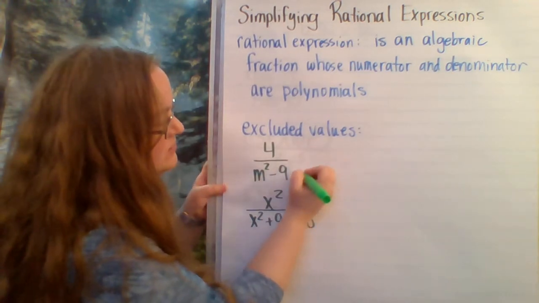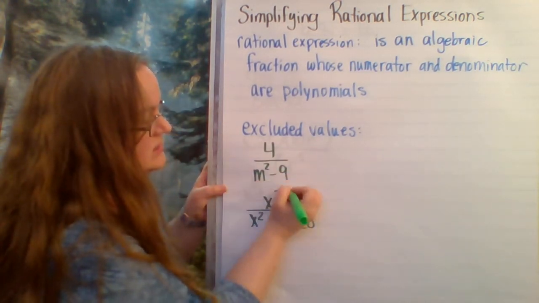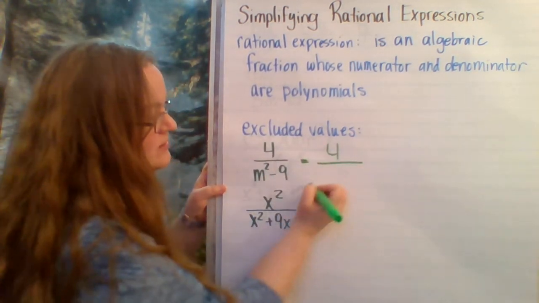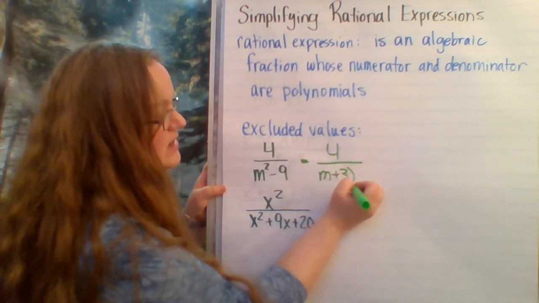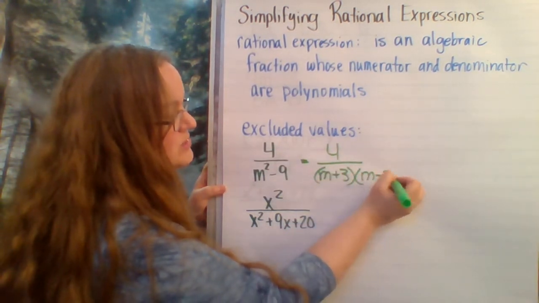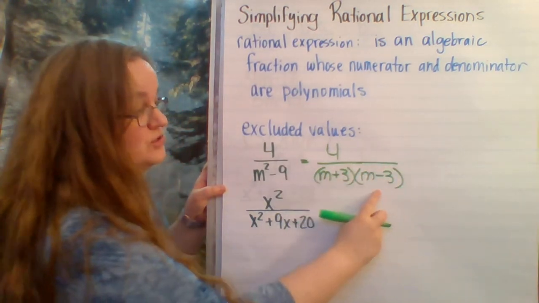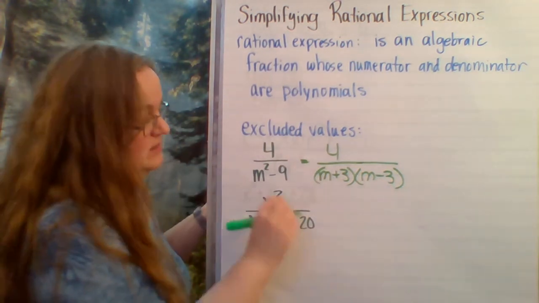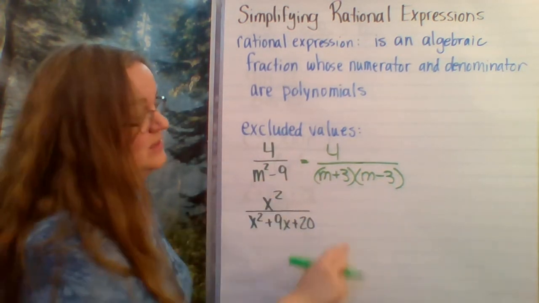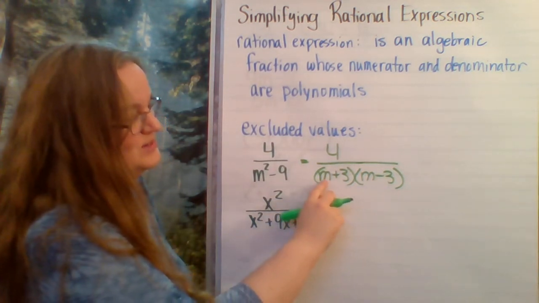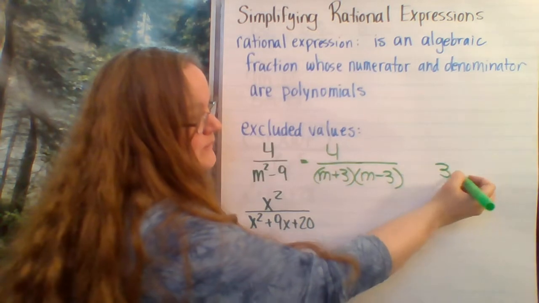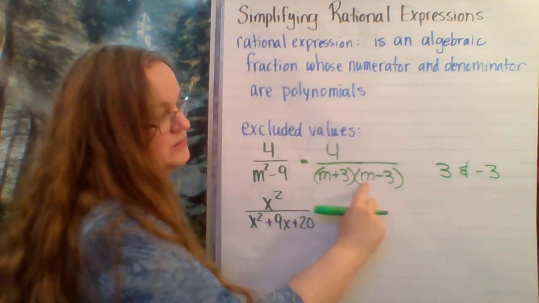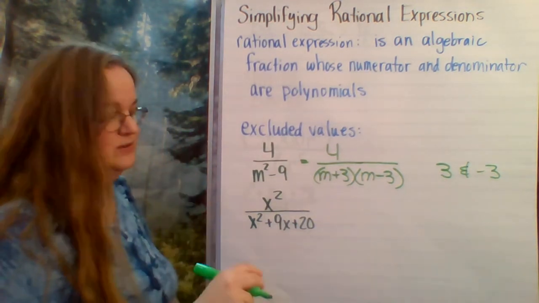When I look at this particular problem, the first thing I notice is that this is the difference of perfect squares. So I want to rewrite this factored. That's going to be m plus 3 times m minus 3, because when I distribute this, the middle term, plus 3m and minus 3m, disappears, and I have my two perfect squares at the end. So the excluded values are both 3 and -3, because -3 would make this 0 and 3 would make this 0. So I have two excluded values in this case.